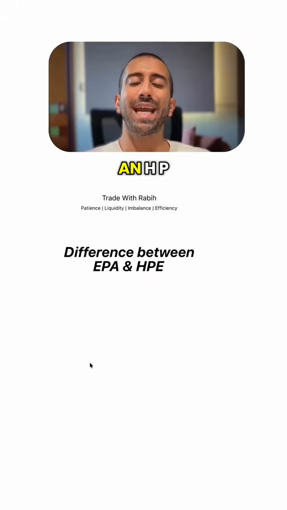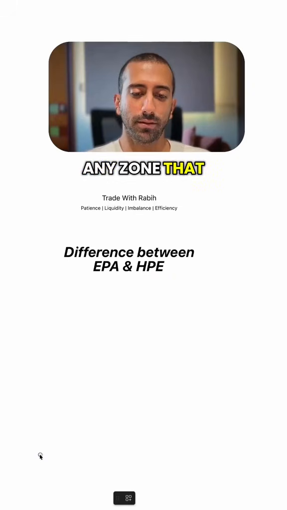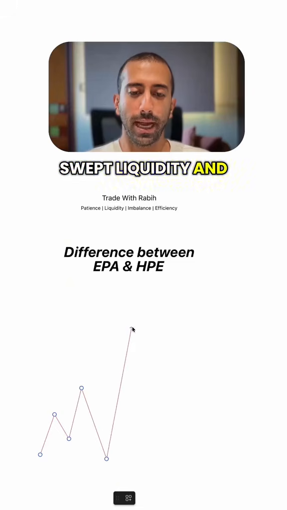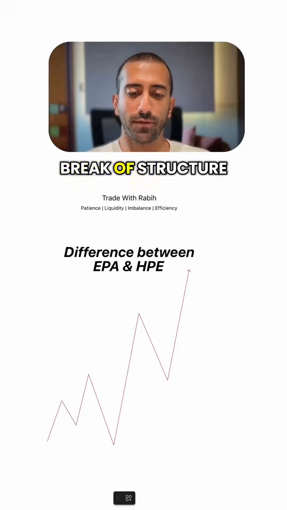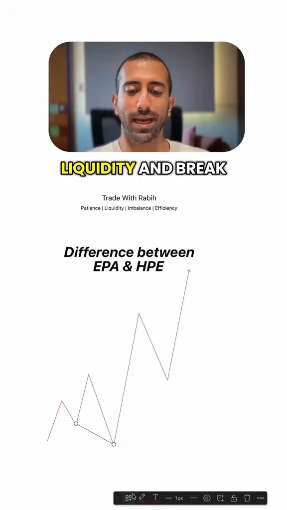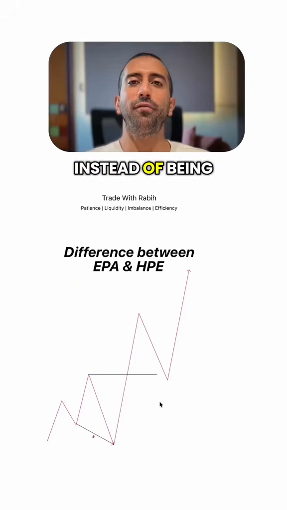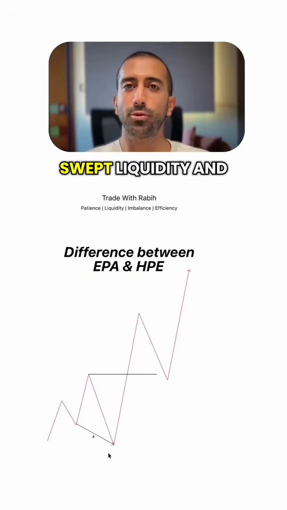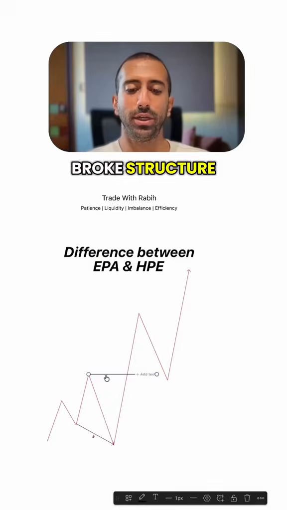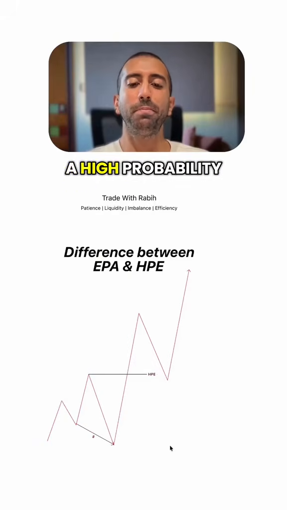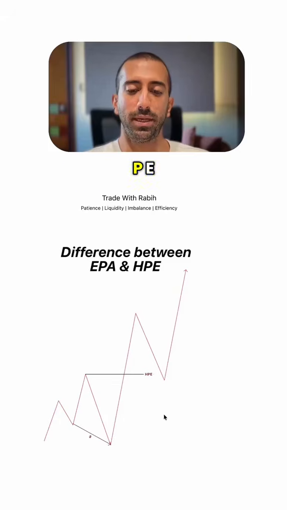Okay? So now what is an HPE? Any zone that swept liquidity and broke structure is a valid break of structure. If a zone does not sweep liquidity and break structure, do not mark it as a break of structure. Which means that this zone, instead of being an EPA, because it swept liquidity and broke structure, becomes a high probability efficiency, an HPE.